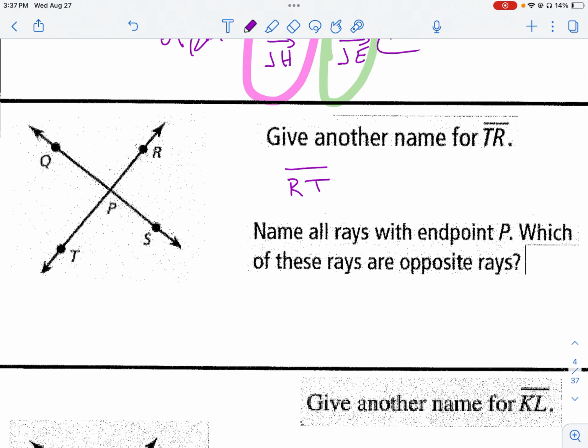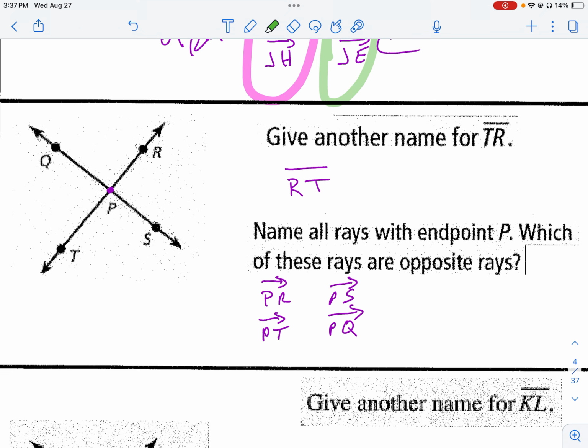So name all the rays with endpoint P, and P is right here. So once again, we're going to go around the horn. So we got ray PR, ray PS, ray PT, and ray PQ.